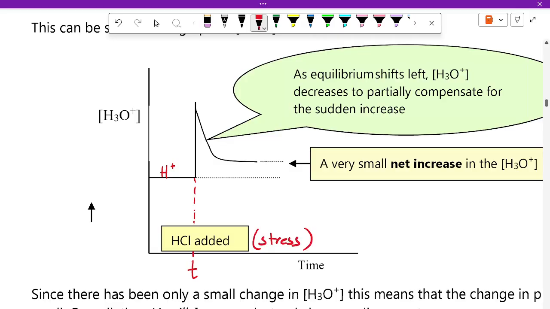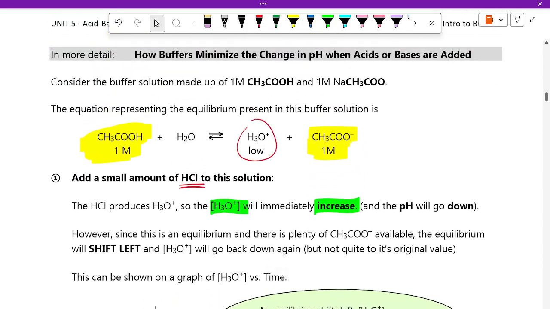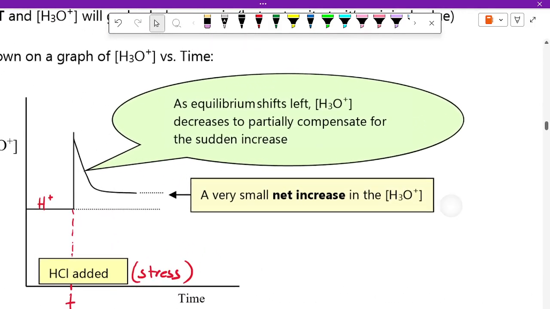Now, as the equilibrium shifts to the left, what's going to happen to the hydronium concentration? It's going to come back down. Okay, so the equilibrium is going to bring this back down.